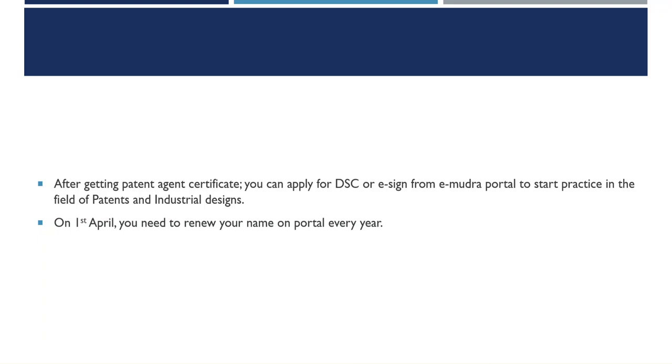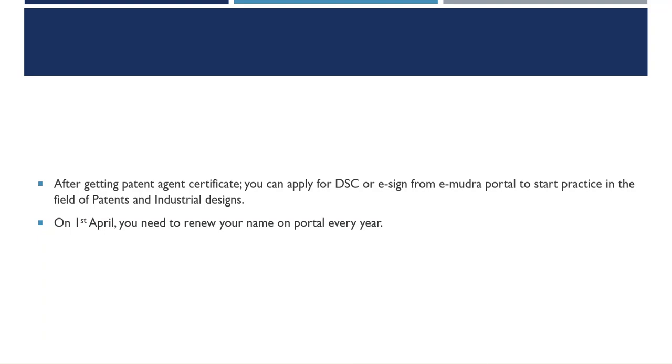And every year on the 1st of April, you need to renew your name on the portal, and you have to pay the renewal fees every year on 1st April. You can also pay for multiple years at a time, for example for the next 5 years, or the next 10 years. But if you are renewing your name for 1 year, then every 1st April you have to pay the fees and renew your name on the portal. Otherwise your name will be removed, and then you have to go through the whole process to restore your name, or that timeline will be lost. If so, you have to give the exams again, and the whole process cycle will be repeated. So every 1st April you have to remember that you have to pay the renewal fees to the patent office.